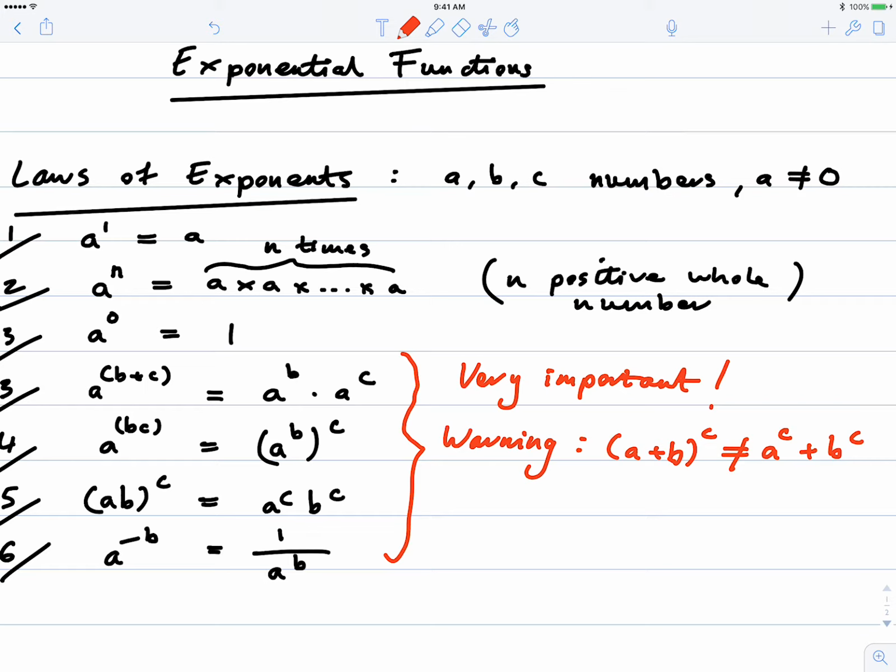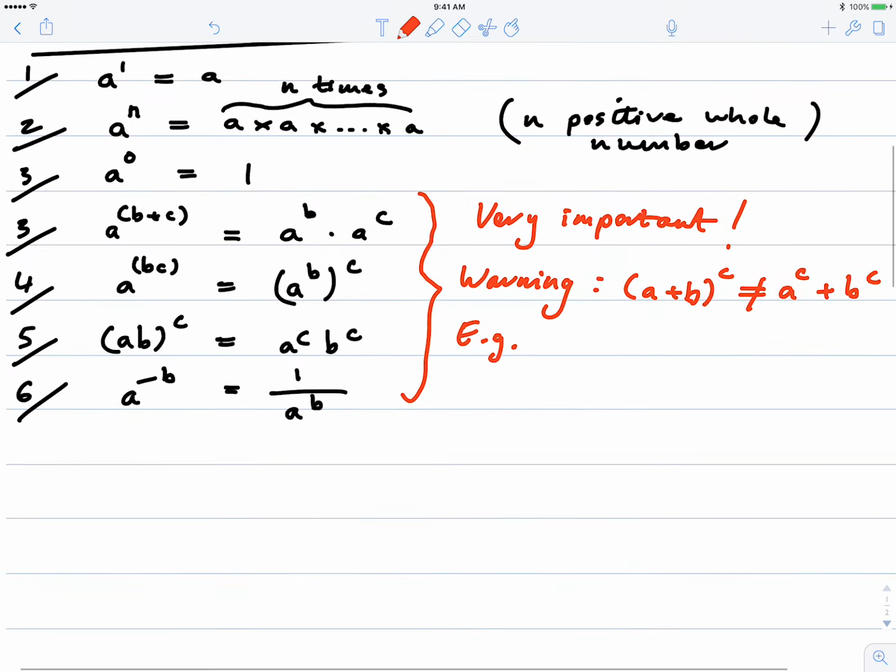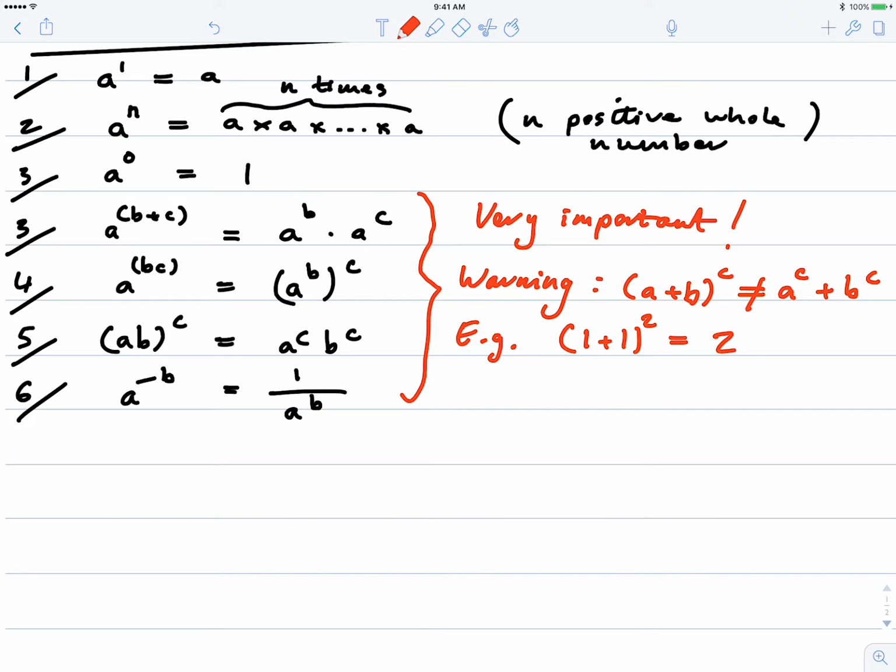So just as a quick example, just to illustrate, if I had 1 plus 1 squared, so to the power 2, this is equal to, well, obviously 2 squared, you do the brackets first, and that's equal to 4. However, if you were to try and use the above, 1 squared plus 1 squared is equal to 1 plus 1, which is equal to 2, and that is not equal to 4. So you can see this can't possibly be true in general.